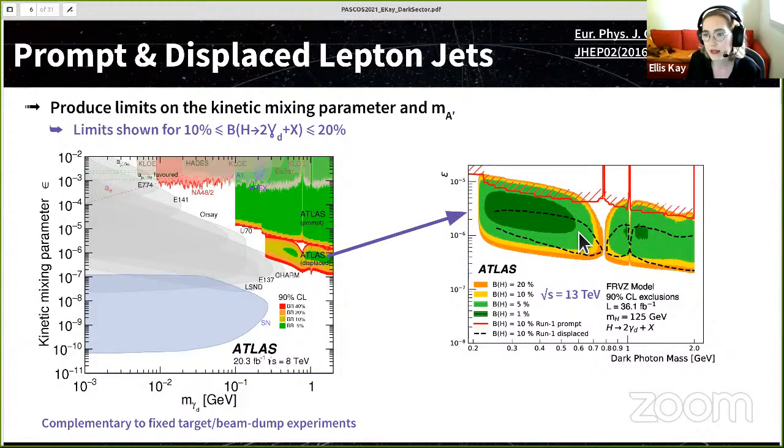And the dotted line here is the same result from the run one search. So you can see the general improvement over most of the dark photon mass range. And also in run one, there was a prompt search as well for shorter lifetimes, and you can see the complementarity there of the results. On the left, this is actually the run one search on this plot because we don't have a summary plot yet for the latest result, but we compare this to various fixed target and beam dump experiments. So you can see how it's complementary in its coverage of the dark photon mass and mixing parameter space.